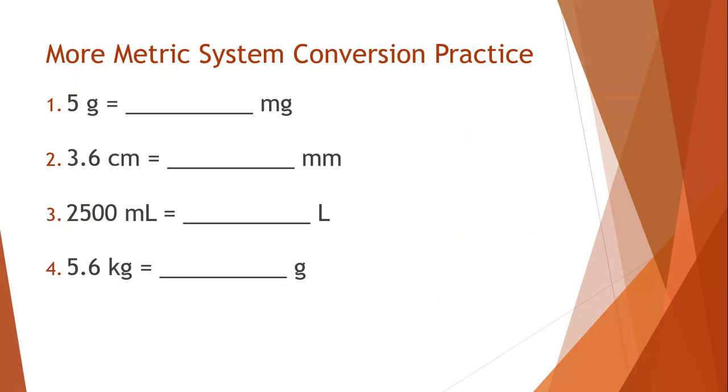Okay, hopefully you guys have had time to pause this video. This one we should have gotten 5,000 milligrams. On number 2, we should have gotten 36 millimeters because we're moving our decimal 1 time. Here, we should have gotten 2.5 liters. We're moving our decimal 3 times to the left.